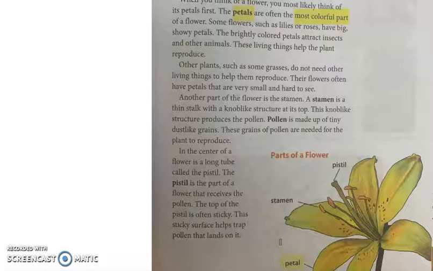Another part of the flower is the stamen. Stamen is a thin stalk with a knob-like structure at its top. This knob-like structure produces the pollen. So that's where the pollen is produced. Pollen is made up of tiny dust-like grains. These grains of pollen are needed for the plants to reproduce.